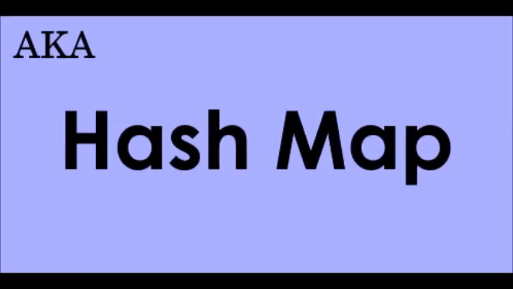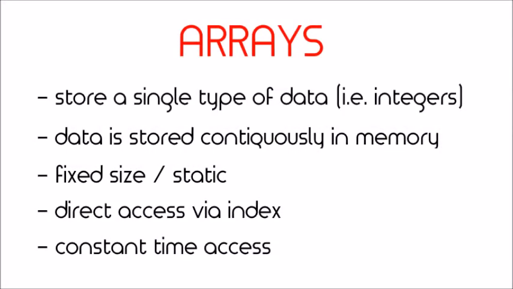But before looking at hash tables, let's go back and take a look at arrays in more detail. Arrays are data structures that store a single type of data contiguously in memory, which means that data is stored adjacent to each other in memory. This means that arrays have a fixed size. Since data is stored contiguously, a certain fixed amount of memory must be allocated for the array. Therefore, we call an array a static data structure.